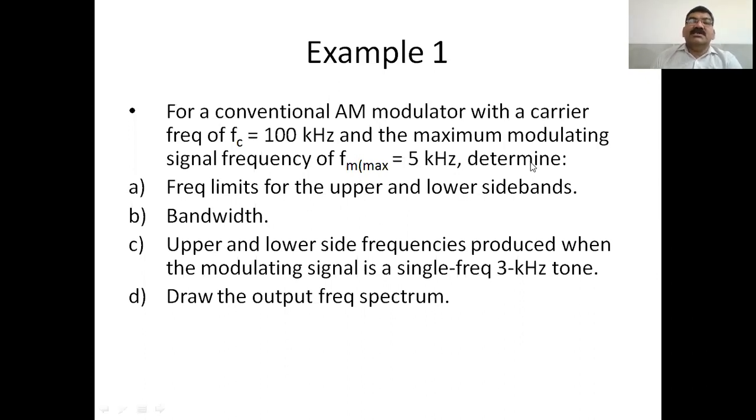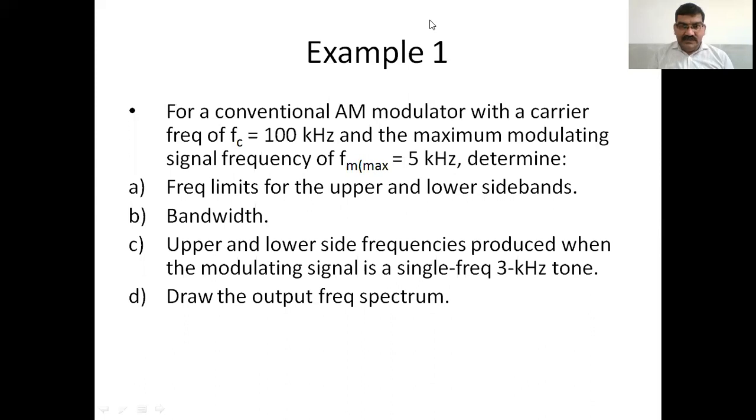The carrier frequency is given, and the maximum modulating frequency is given. Now determine, very first, the frequency limit for the upper and the lower sideband. What is the frequency limit for upper and lower sideband? Can anybody give me the answer quickly? I have given the FC carrier frequency and the maximum frequency. So simply, you don't need any calculation. Orally you can calculate, as I just explained.